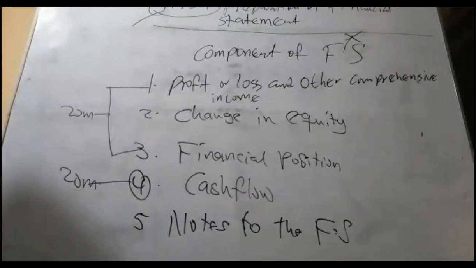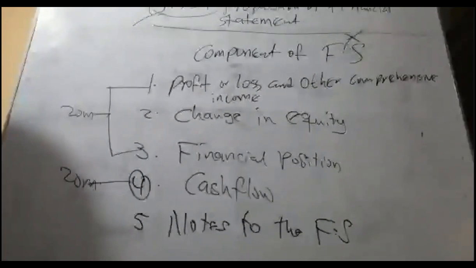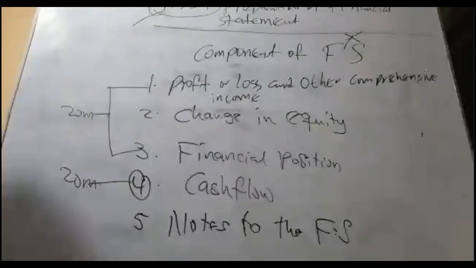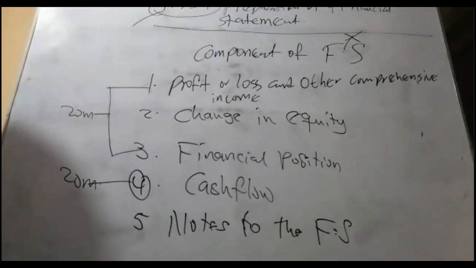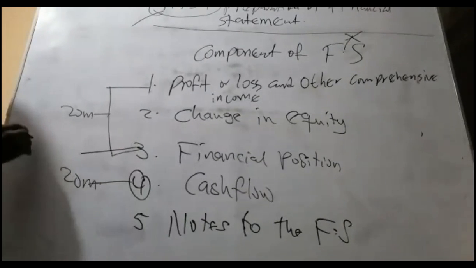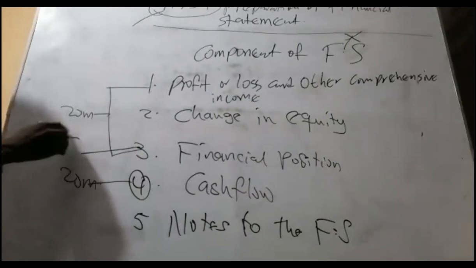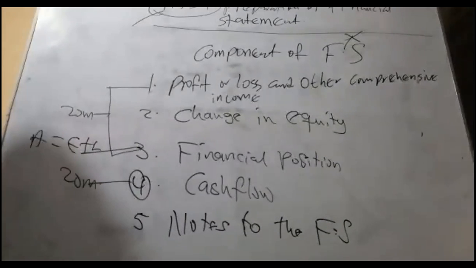Just represent the effects of the transaction and event on equity or the owner's capital. How does it behave to the transactions occurred? Then the financial position, as usual, balance sheet. It is just a sheet that contains all your balances, all your closing balances. That's all. It just assesses your assets, your equity, and liability.